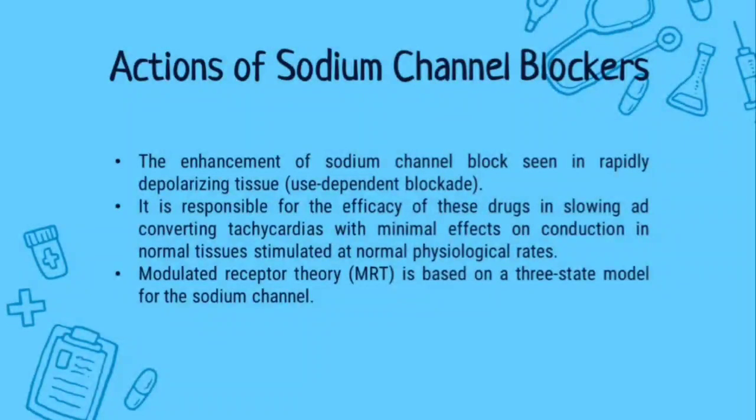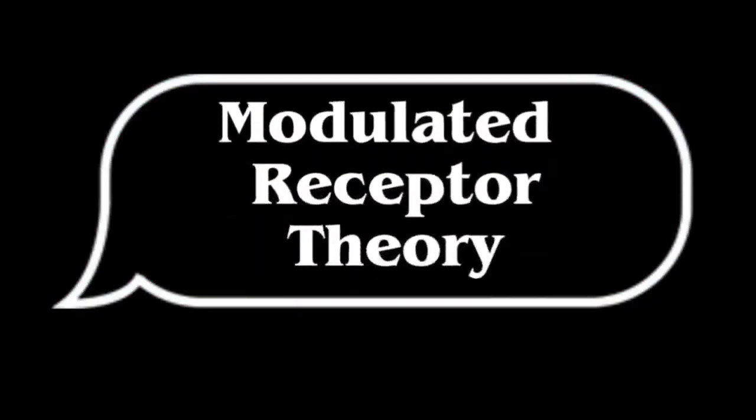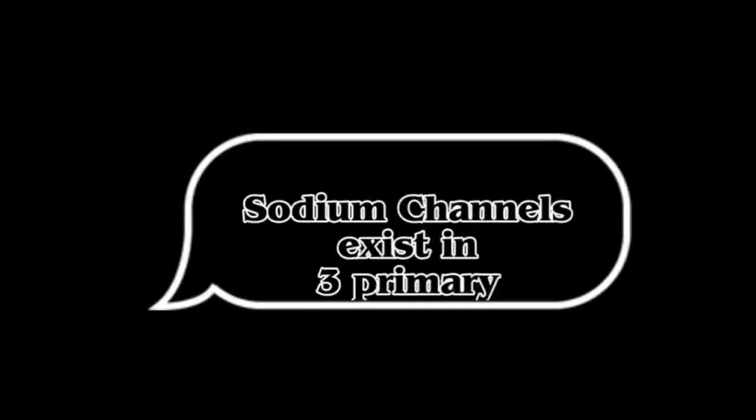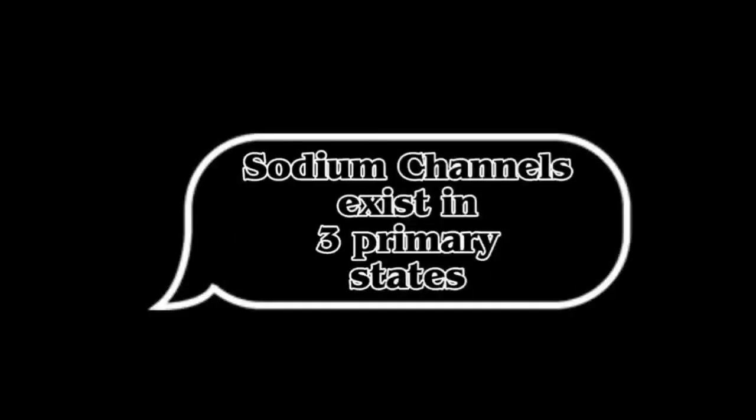The modulated receptor theory, or the MRT, is based on a three-state model for the sodium channel. According to Hodgkin and Huxley, sodium channels exist in three primary states. First is rested, denoted by R, a closed state most prevalent at negative membrane potentials.